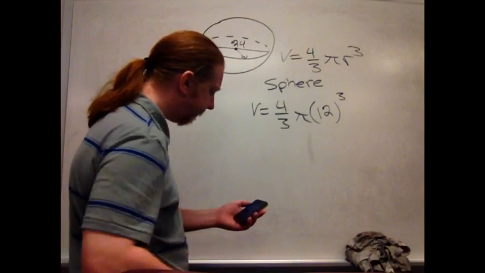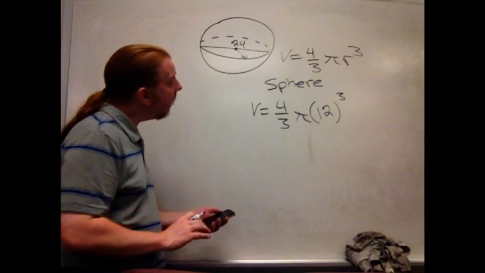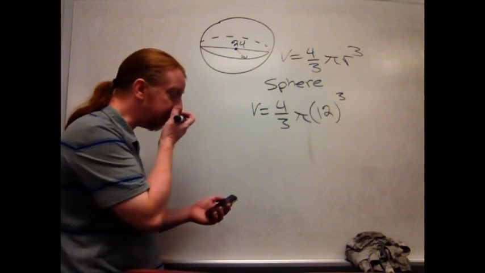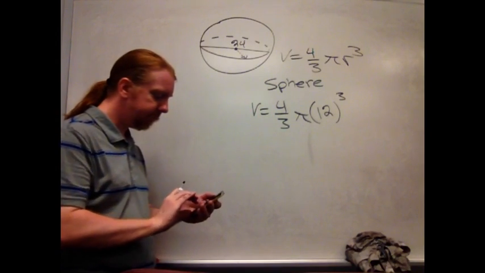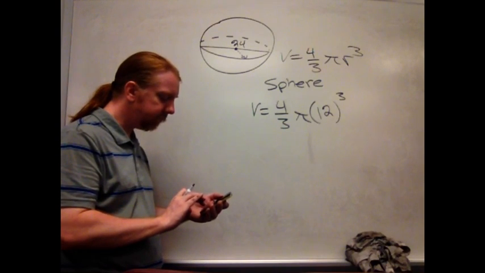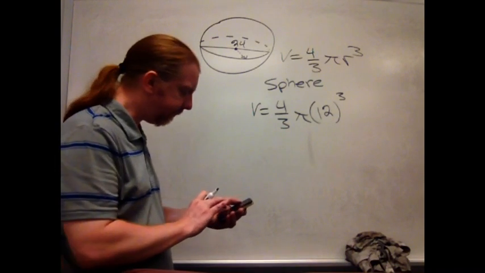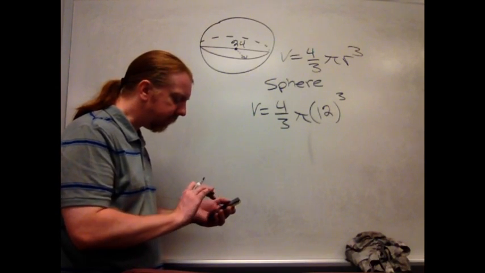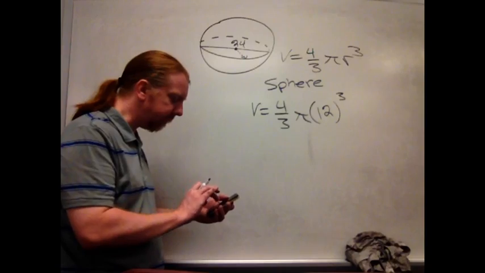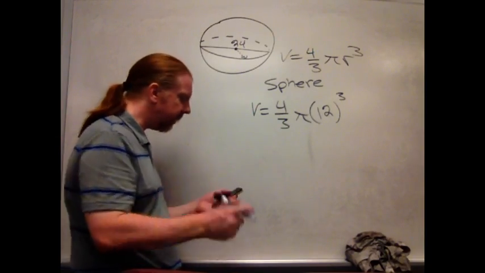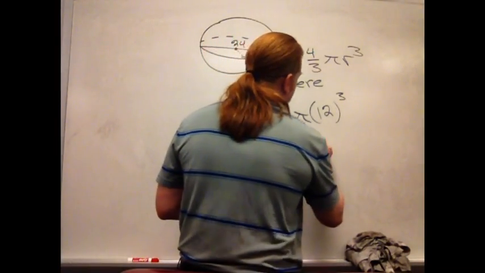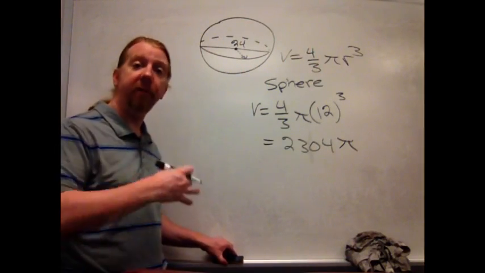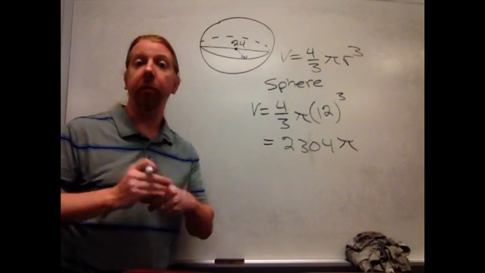Calculator time. Let's see. I do 12 cubed, so 12 by 12 by 12. Multiply that by 4, and then divide. Darn it, hit clear a little early. Let's try that again. So 12 times 12 times 12 times 4 divided by 3. I get an answer of 2304 pi. And that then is the volume of this sphere in terms of pi, which is a perfectly acceptable way to leave your answer.